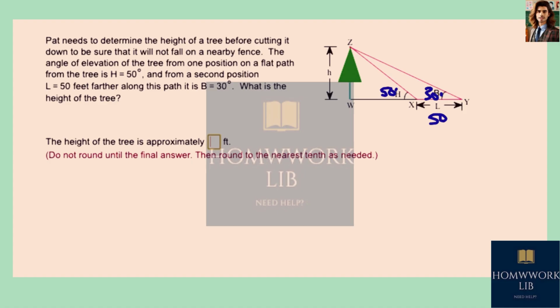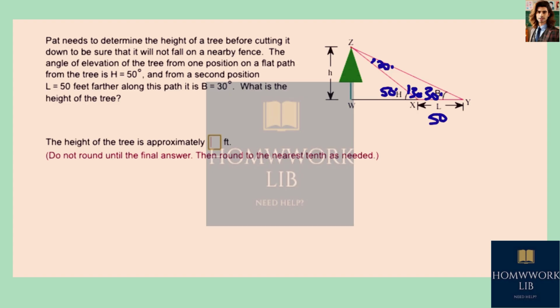Well, let's say that we find the angle on the other side of H, which would be 130 degrees because there's 180 degrees in a line. And then, since that's 130, this would be 20 degrees to complete that triangle.